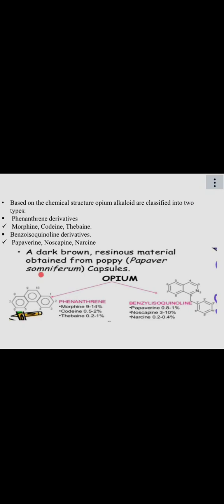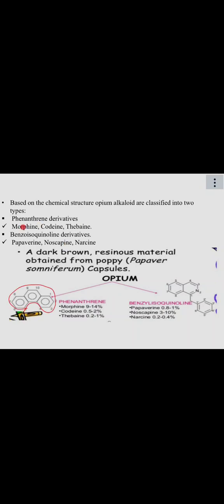Then we can also classify these drugs based on the chemical structure. Opium alkaloids are classified into two types on the structure. We have the phenanthrene derivatives, and we look at the structure. When we talk about phenanthrene derivatives, it is these three rings here. So we are looking at the phenanthrene derivative. Those three rings are the ones we are calling phenanthrene.